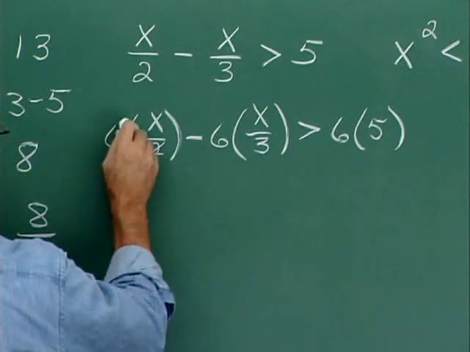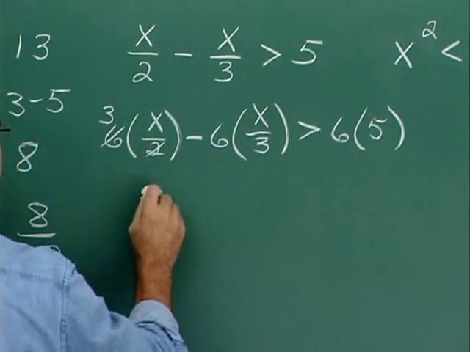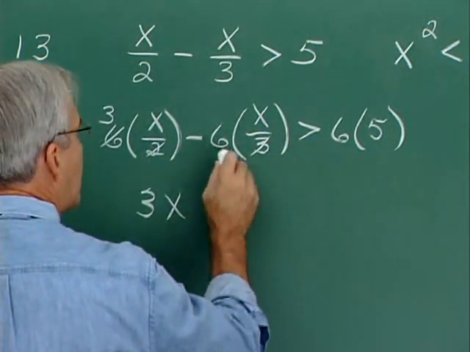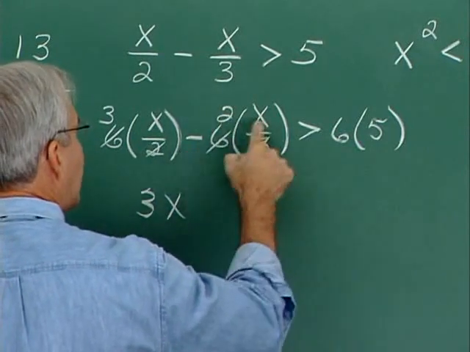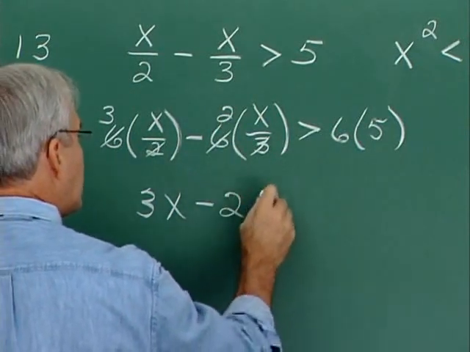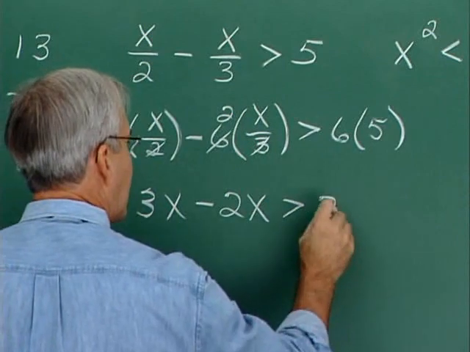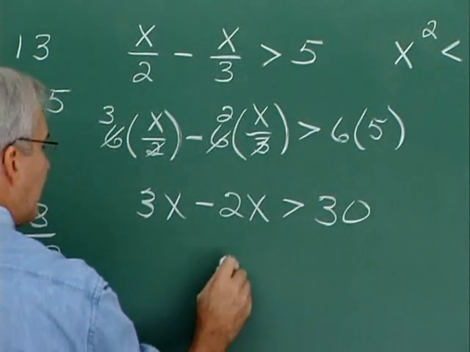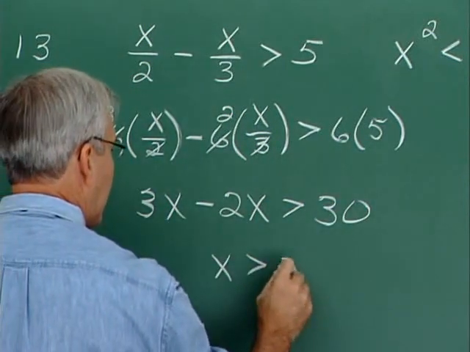The 2 and the 6 cancel here, leaving 3. This is 3x then. The 3 and the 3, 1, 3 and the 6, 2. So this is negative 2 times x, negative 2x. And on the right, 6 times 5, 30. Collecting on the left, we find that x is greater than 30.